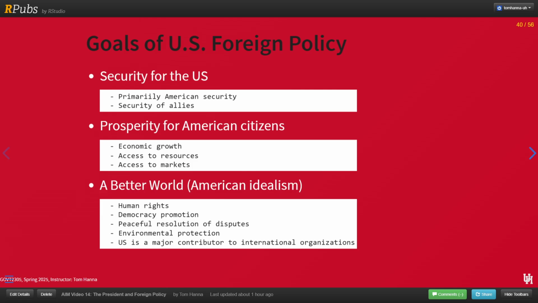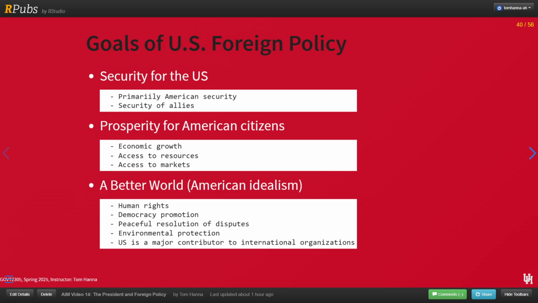And so the security of the U.S. is the primary goal of U.S. foreign policy. Security for the U.S., according to the Declaration of Independence and the Constitution and all of the other founding documents, securing the rights of American citizens is what government is for. And so securing one of those rights is the right to life and liberty, and another one's the right to property. And securing those rights is why we have government in the first place.